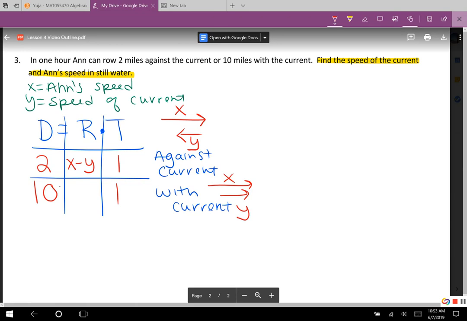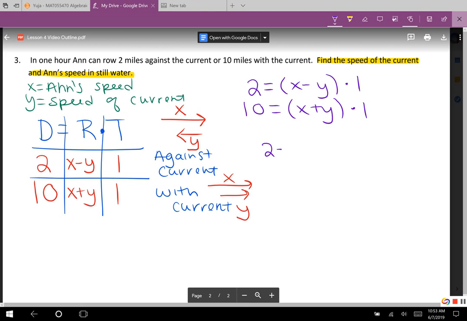Now to get my equations, I'm going to use the fact that the distance, so we'll say 2, equals the rate, which in this first case is x minus y, times time, which is 1. And then the second row becomes my second equation. My distance equals my rate times time. And I can distribute those ones. That actually doesn't change anything. So I've got 2 equals x minus y and 10 equals x plus y.